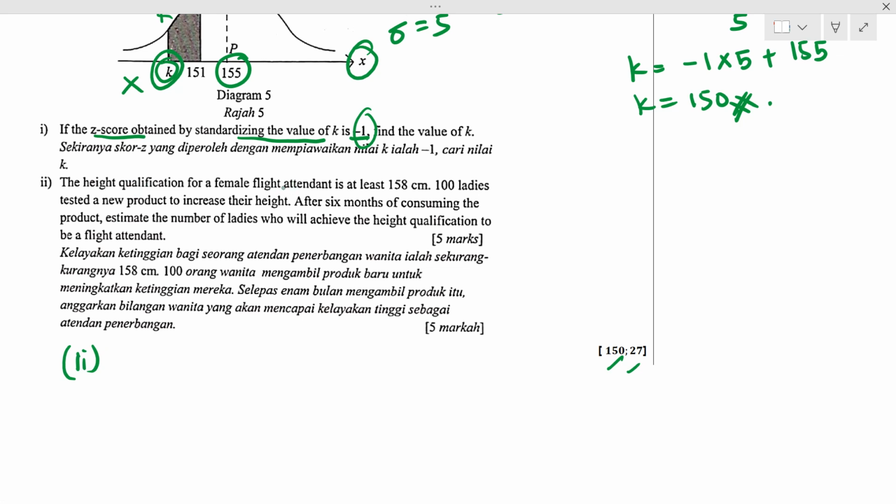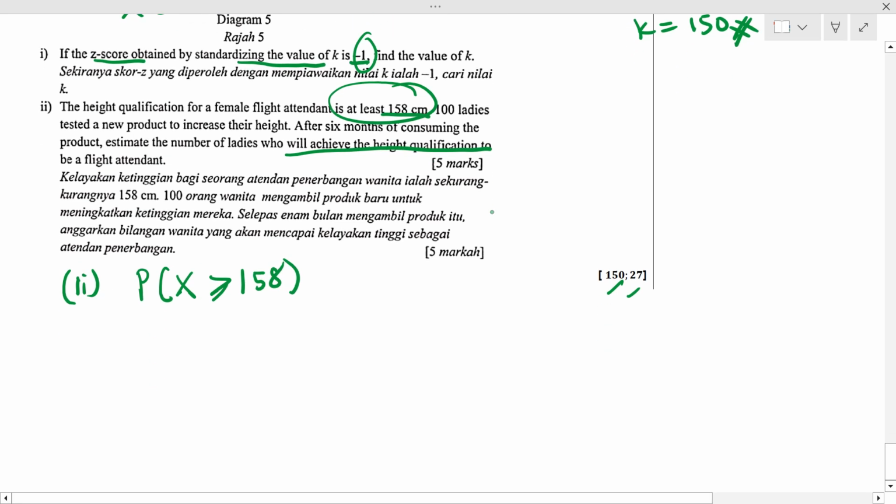The height qualification for a female flight attendant must be at least 158. 100 ladies are tested for a new product to increase their height. After 6 months of consuming the product, estimate the number of ladies who will achieve the height qualification to be a flight attendant. Okay, so they want to estimate the number of ladies who will achieve the height qualification. To achieve it, the height must be at least 158. So read the question properly, and you should know to do this, right? They don't want the probability, they want the number of ladies.